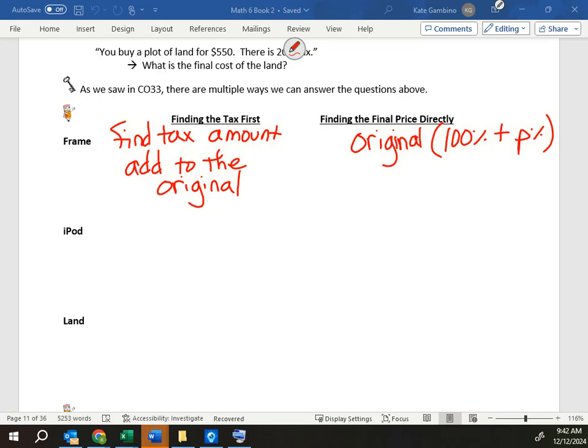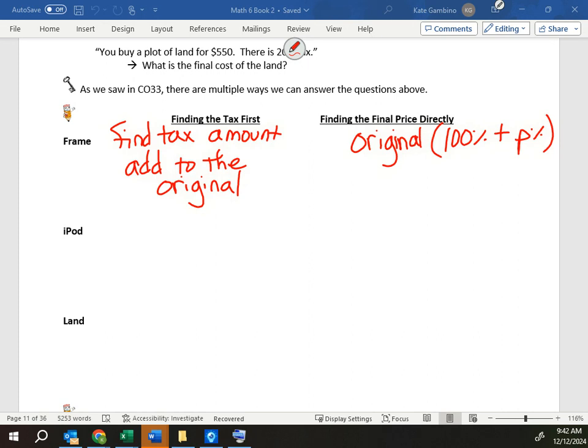So again, look at your work. Which one were you using when you did the homework? Do you like finding that tax amount first and then adding it, or do you like using the formula where you just directly find the new amount? Look to see which one works for you. Write that one on your help sheet. You don't have to write both ways if you're not going to use both ways. Don't confuse yourself.